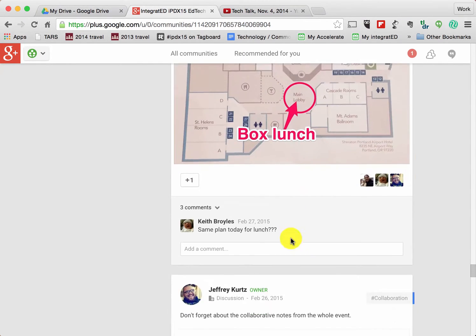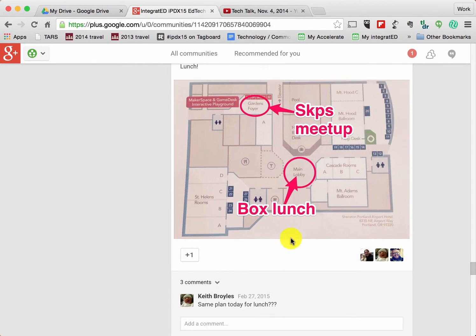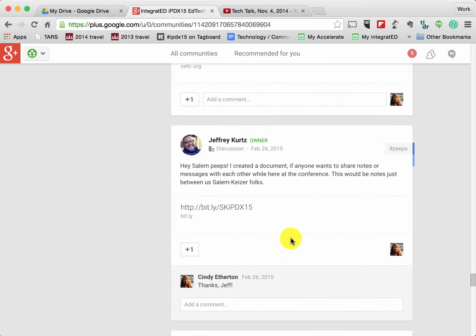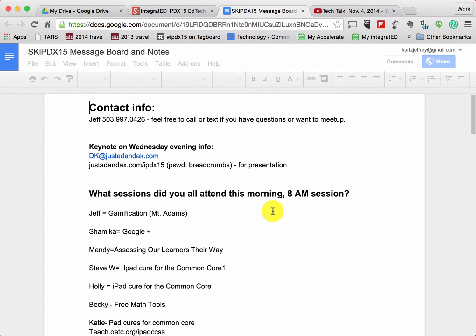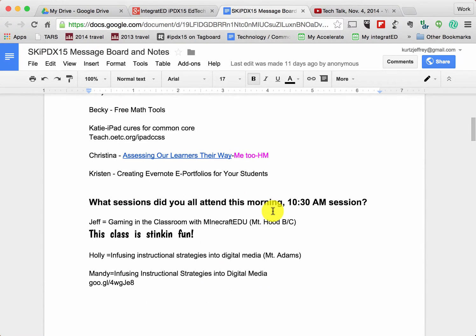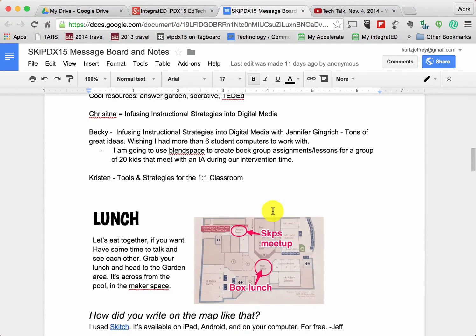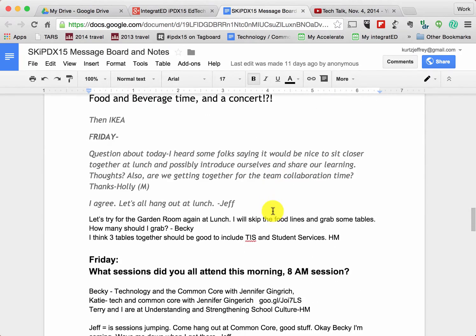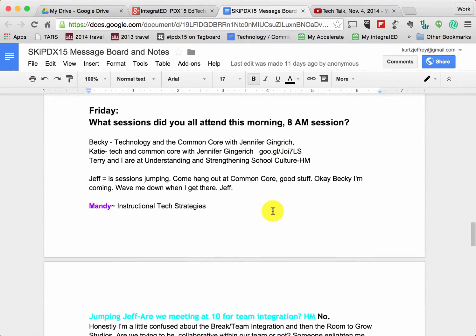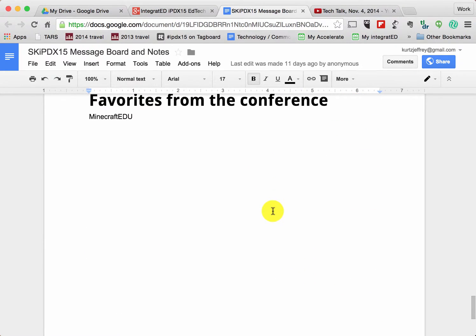Anyway, we also use collaborative documents through this. So let me see if I can find one. Oh, I even posted in here where we were going to meet for lunch, which was really handy. Okay, so here's a collaborative document that I shared with the group, and then we also used this at the conference to communicate and tell people where we were thinking we were going to go, sharing different notes from sessions, and just ideas in general about where we should meet and what we should do next. So this was really handy as well.